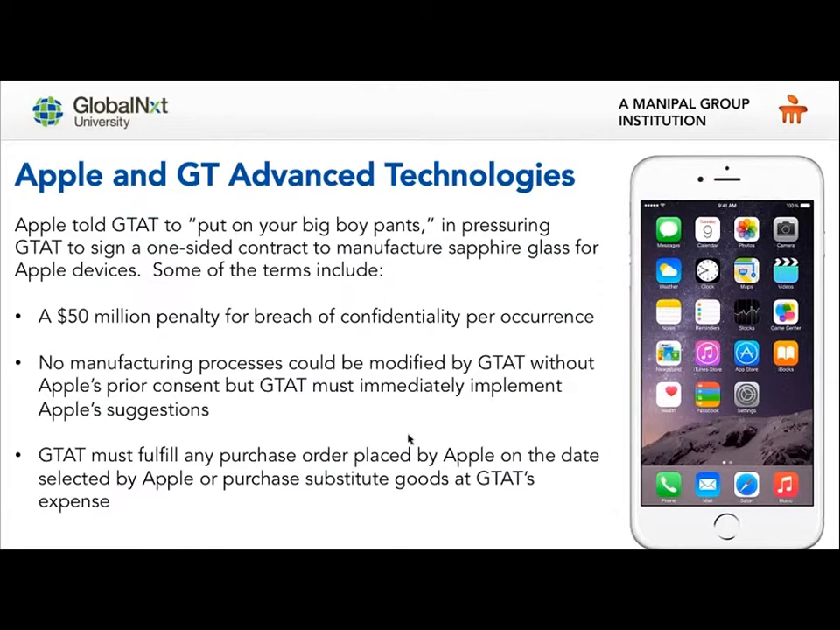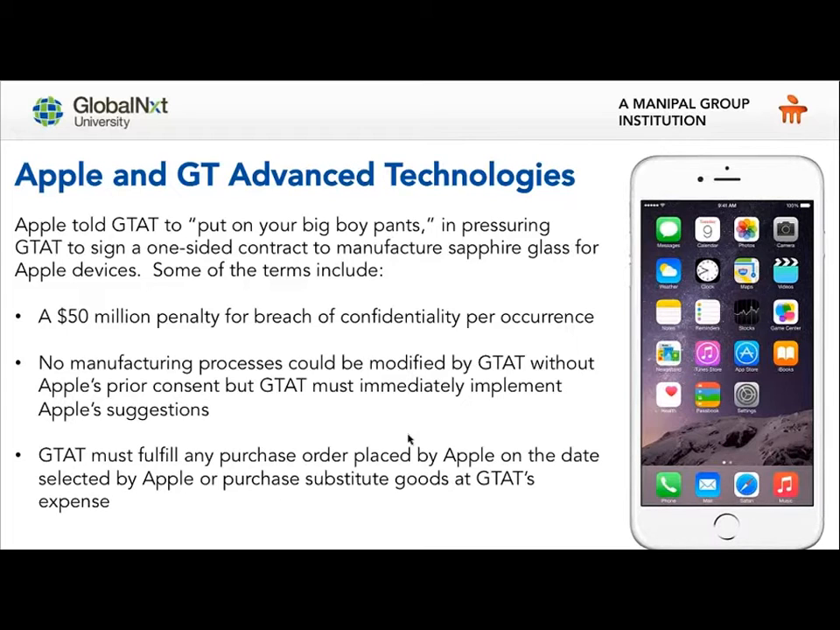But because Apple has a lot of bargaining power, it was able to exert a lot of influence in this relationship. It exerted so much influence that it basically had a one-sided contract, very favorable towards Apple at a contractual level. Apple was the only client that was going to give GT Advanced Technologies business of this scale. But because Apple was in such a strong position, it was able to dictate these terms.